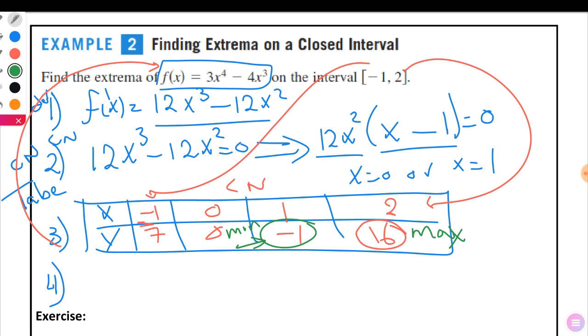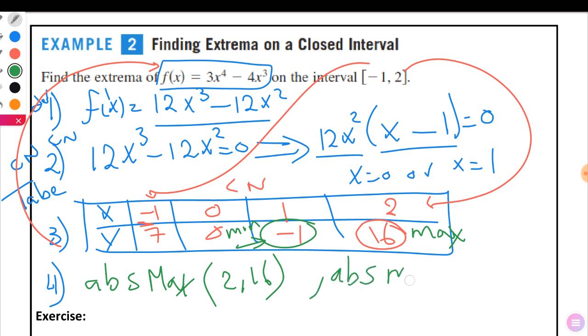The first step, derivative. Second step, critical numbers. Third step, make a table and substitute in the original function. The greatest value will be the absolute maximum. The smallest value will be the absolute minimum. In this case, we say the absolute maximum is at the ordered pair x and y, 2 and 16. The absolute minimum is at the ordered pair 1 and negative 1.